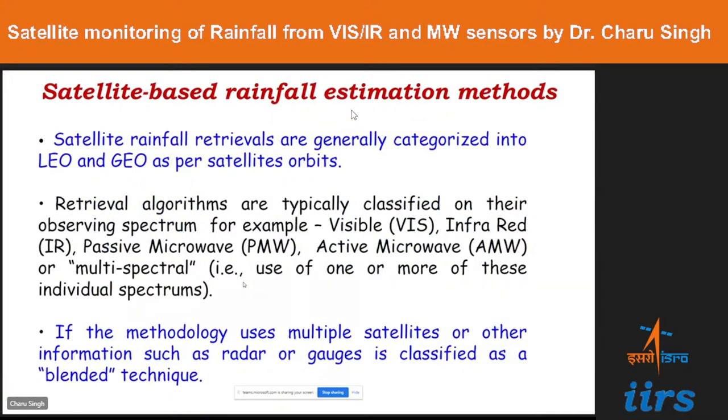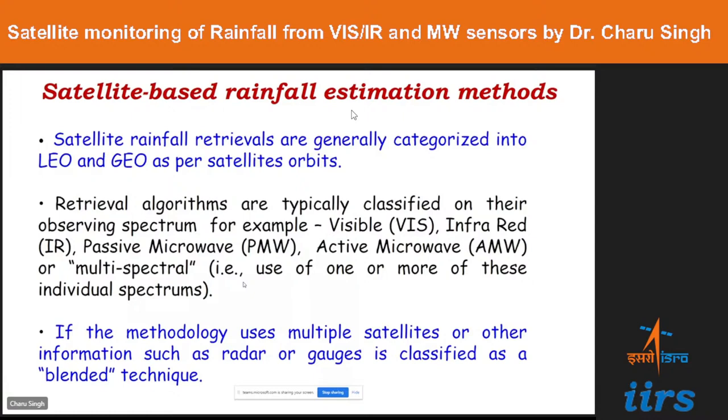Now the satellite based rainfall estimation methods. The retrieval of rainfall from satellite measurements is generally categorized into LEO and GEO as per the satellite's orbit. So low Earth orbiting satellites or geostationary satellites, there are various methods associated with them depending upon the type of sensor. So retrieval algorithms are typically classified by their observing spectrum.